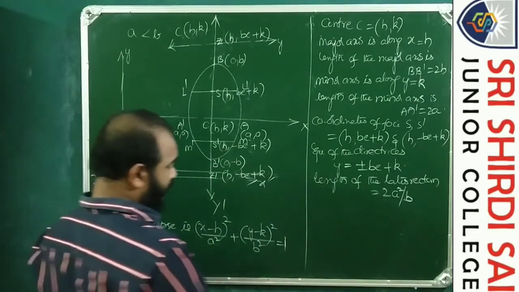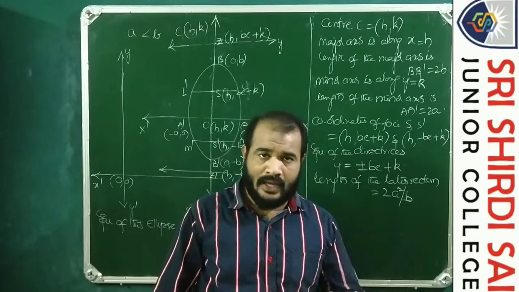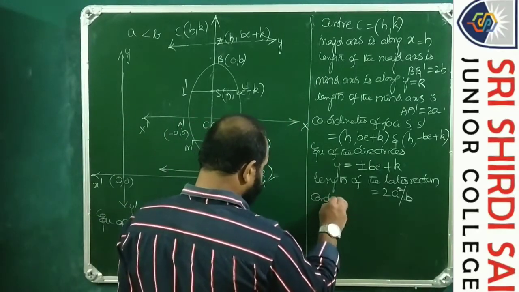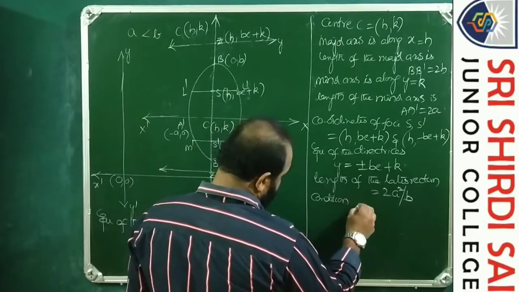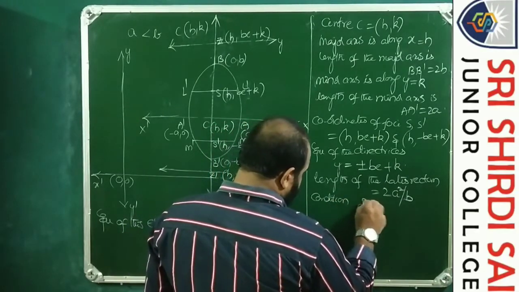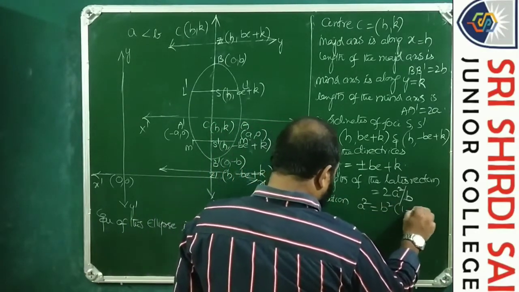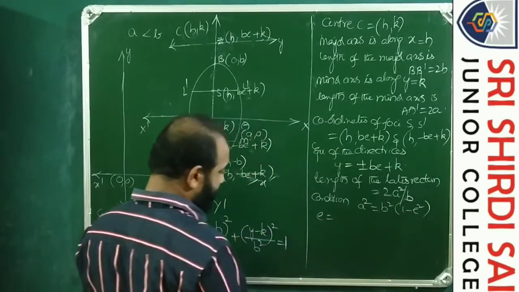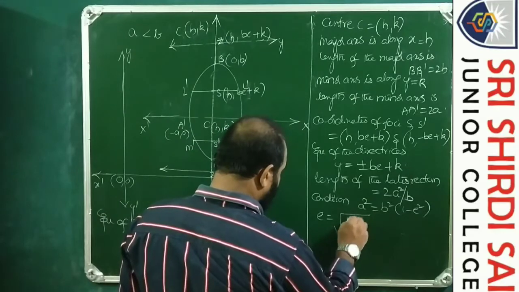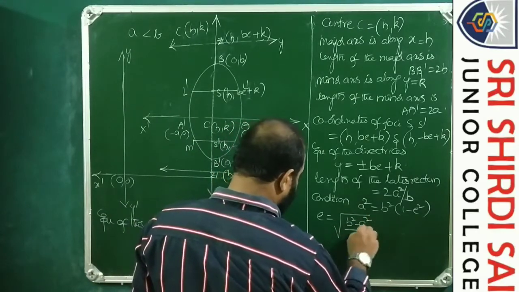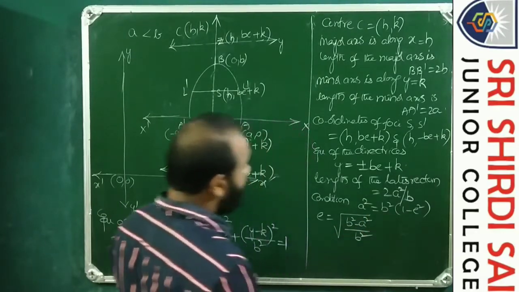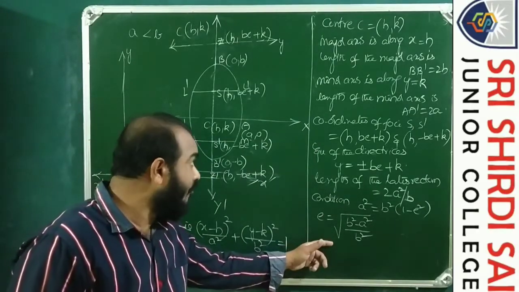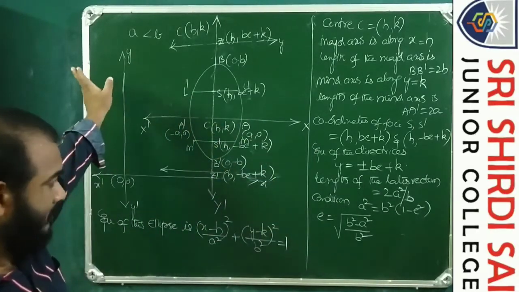Now, what is the condition among A, B and E? So the condition is A square is equal to B square into 1 minus E square. Therefore the eccentricity E is the square root of B square minus A square by B square. So this is the eccentricity when A is less than B.